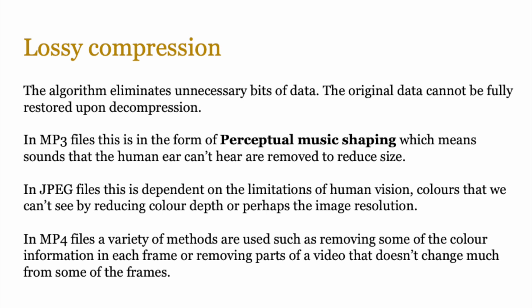In MP4 video files, a variety of methods are used, such as removing some of the color information in each frame, or removing parts of the video which don't really move or change. For example, if you're recording a video and your background doesn't change, it only records the pixels that change and keeps the background the same, so it doesn't need to repeat it for every single frame, and that's what it uses for compression.